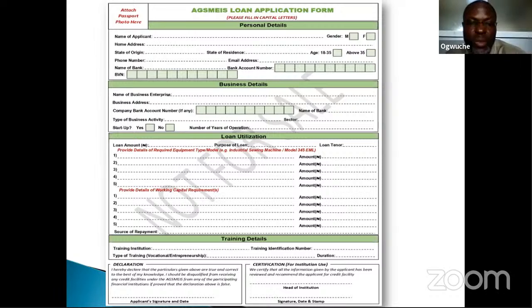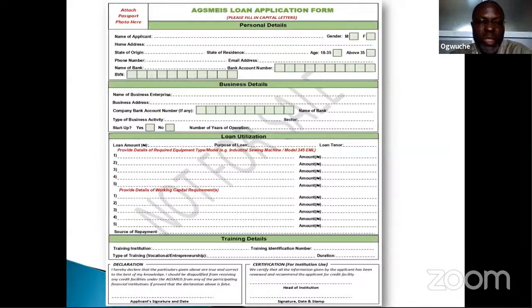Business address, if you're an existing business, at least the business should be operating from the site, so you give us the business address. Company bank account number, if any. Here we advise people to always leave that one open for now. When you are invited for the interview, the bank, on opening the account, will give you an account number. So that's the one we expect you to complete on this form. And then the name of the bank, that would be NISA Microfinance Bank, of course.